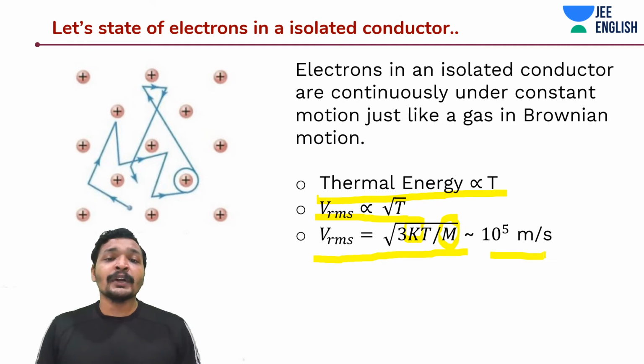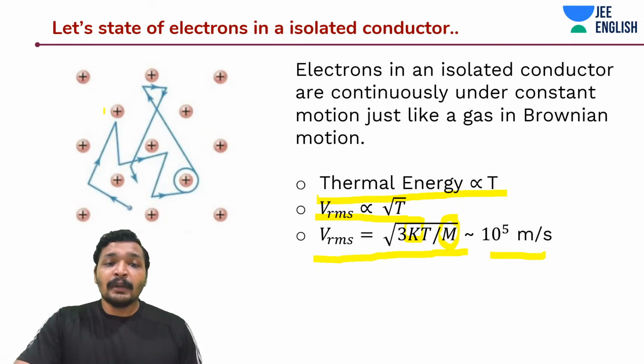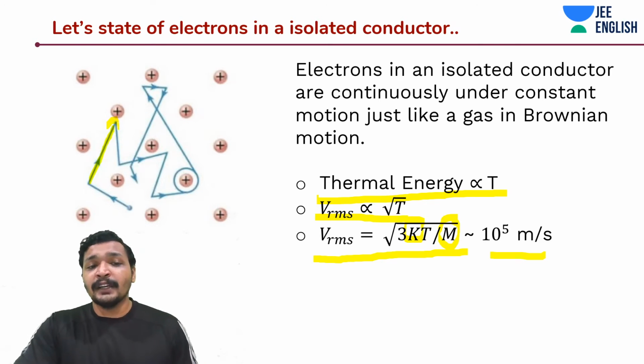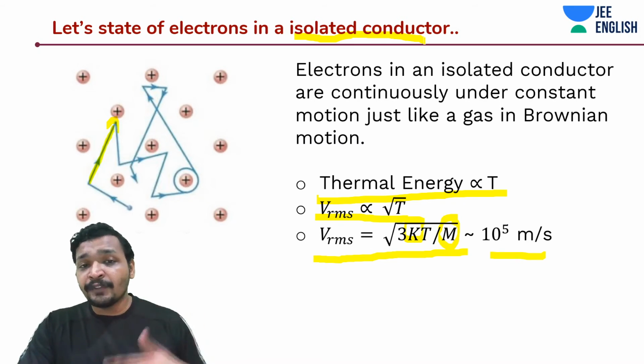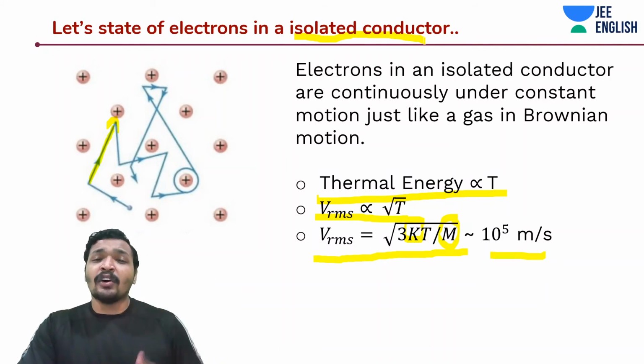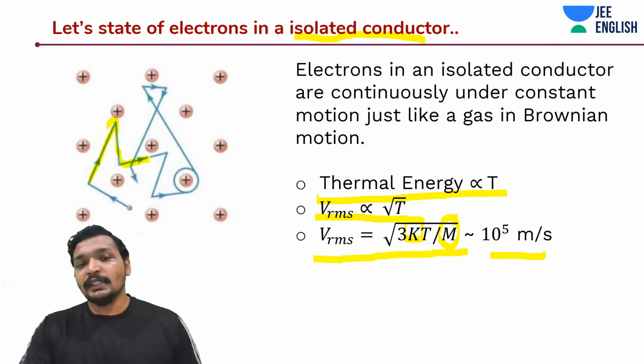What you need to remember over here is that the electrons are constantly moving in a given material, especially in a metal, because that's where we are talking about. When we are talking about a conductor, we are talking about an isolated conductor. That means there is no potential applied on the conductor. These free electrons inside this conductor are constantly moving at a very high speed. Okay guys, and this is also going to create some sort of problem when you apply potential, isn't it?